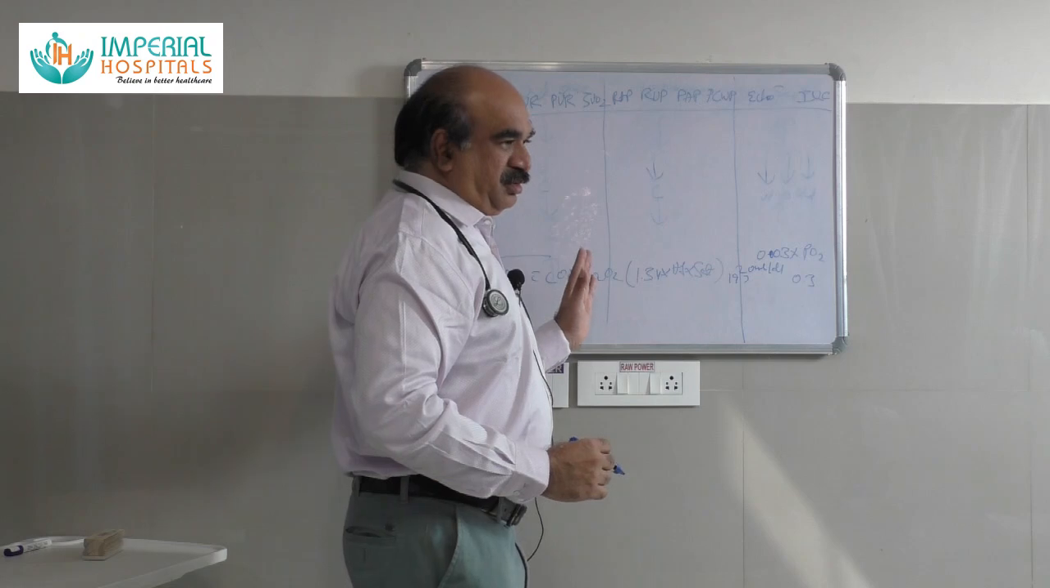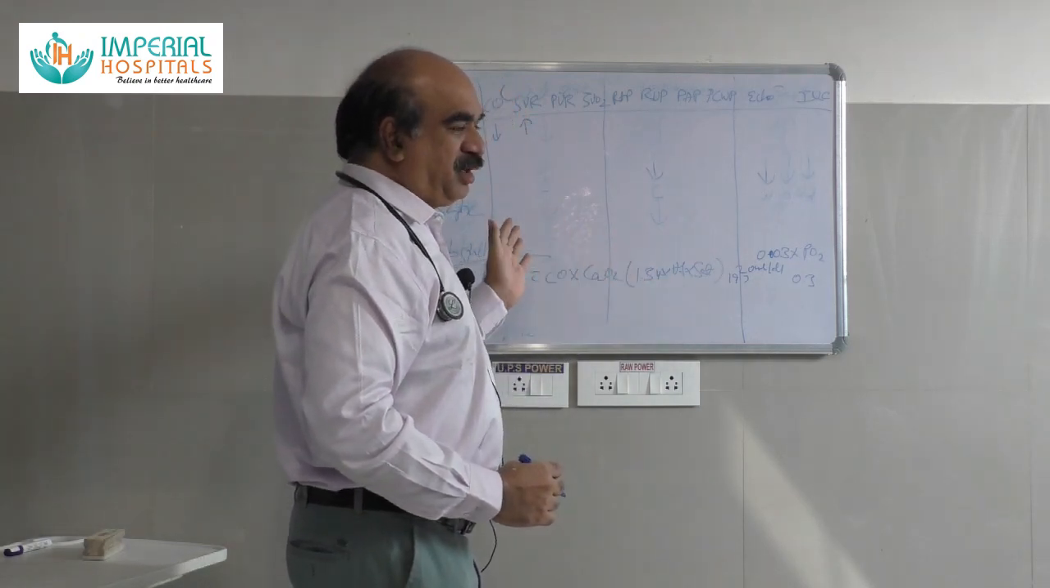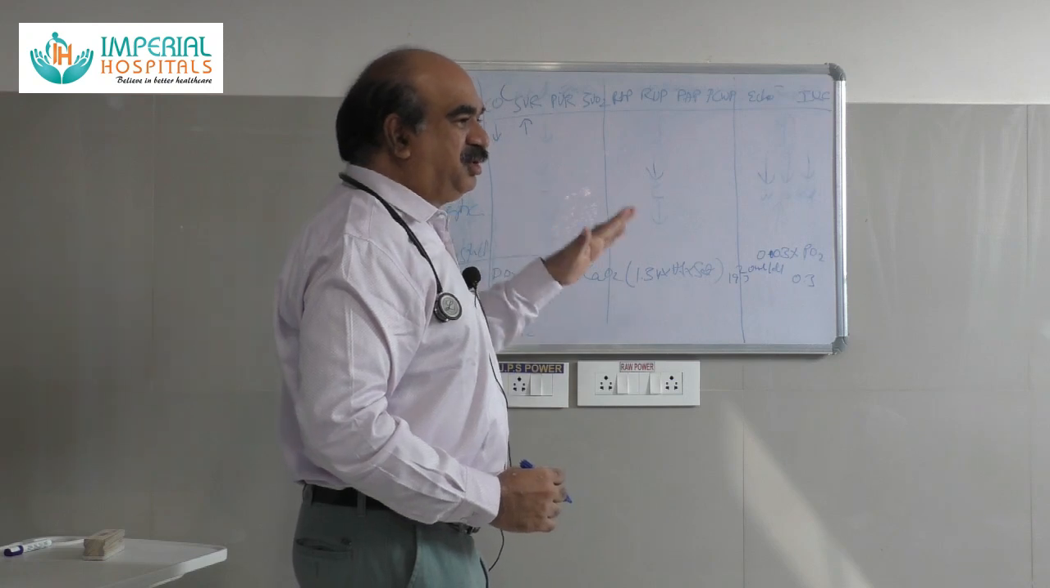Coming to the arterial and venous values, what is the normal PaO2? The partial pressure of oxygen is 90. PvO2 is 40.